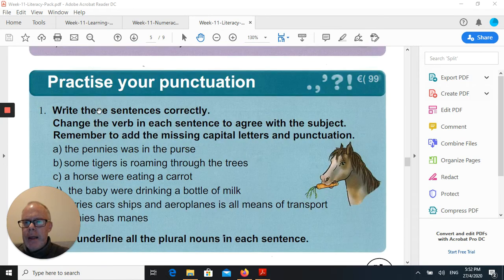At the bottom, again, we've got practice your punctuation. In this case, you need to change the verb again. So again, the sentence makes sense when you read it out loud. And remember to add the missing capital letters and full stops. So capital letter at the beginning of the sentence, full stop at the end, and capital letters for proper nouns. Proper nouns, you remember, are names of specific things. Mr. Hammonds is a proper noun. Teacher, common noun. All right, yep.